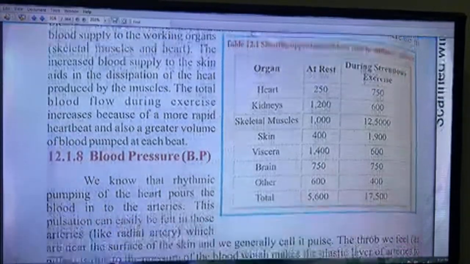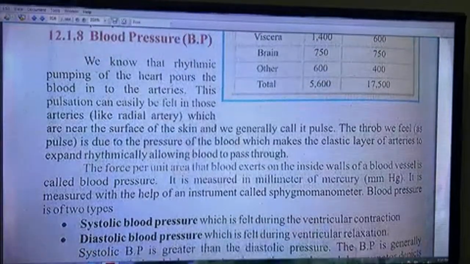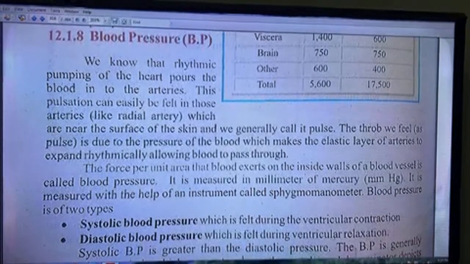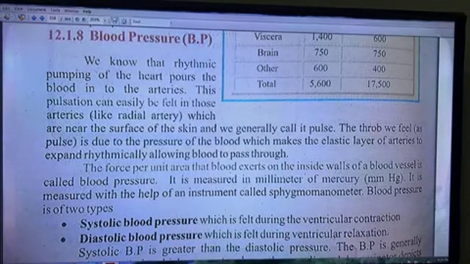Blood pressure. We know that the rhythmic pumping of the heart pours the blood into the arteries. This pulsation can easily be felt in those arteries, like the radial artery, which are near the surface of the skin, and we generally call it pulse. The throb we feel as pulse is due to the pressure of blood, which makes the elastic layer of arteries expand rhythmically, allowing blood to pass through.